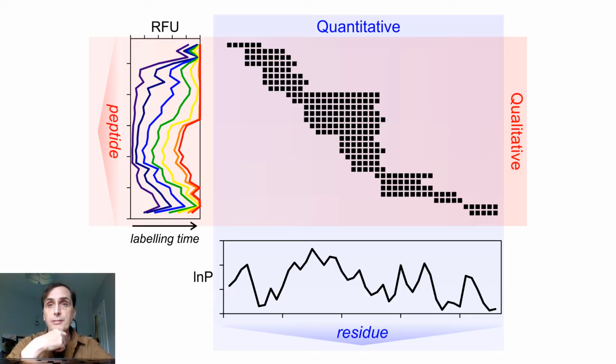So here we have an image of a peptide map obtained by HDXMS. This is just a hypothetical data set, and each of these squares that you can see here represents an individual amino acid.